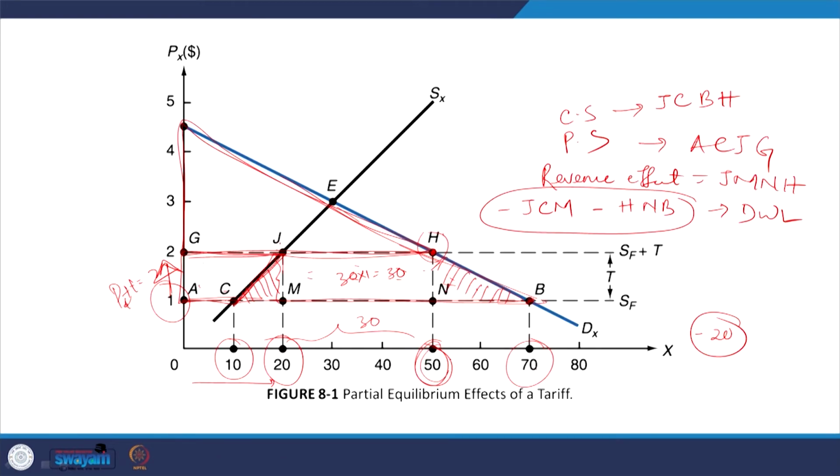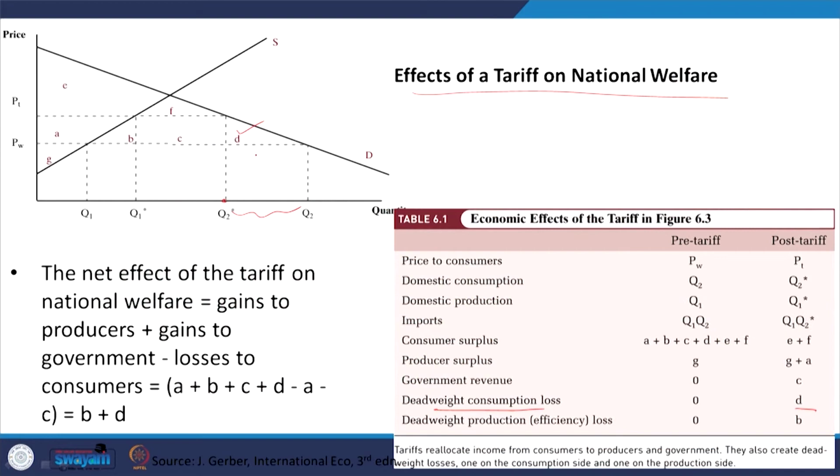Here only 50 is consumed now. So, this is the loss: D is the area lost due to the consumption effect, and this much is extra gain to the producers. So, B is the area defined as the gain to the producers. The gain to the producers is G and A, and the total losses are broadly divided into B and D.